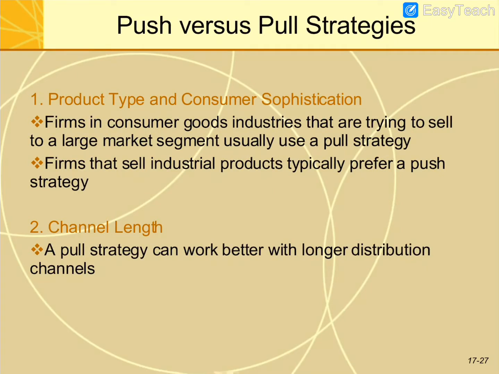The first factor is product type and consumer sophistication. Firms in the consumer goods industry that are trying to sell to a large market segment usually use a pull strategy. Firms that sell industrial products typically prefer a push strategy. Normally, firms in industrial goods, the big companies, normally use the push strategy.